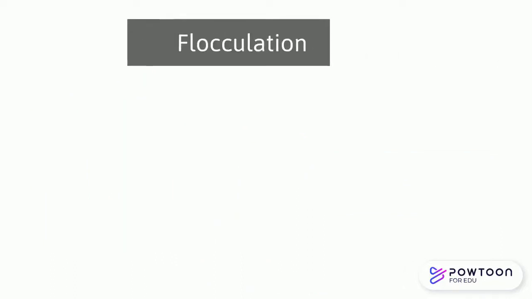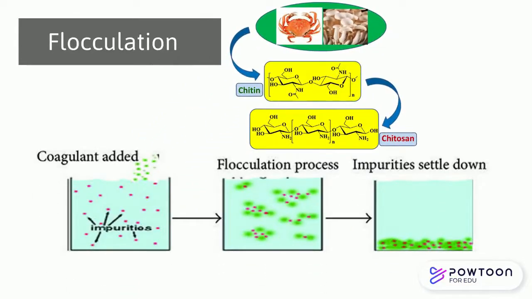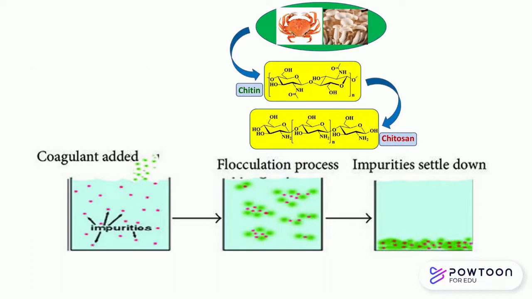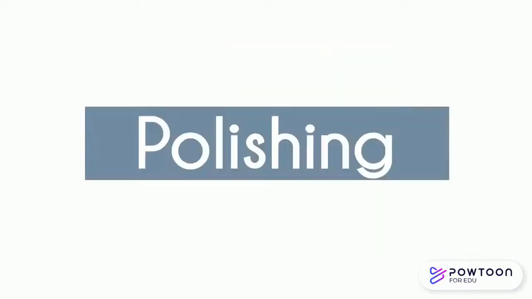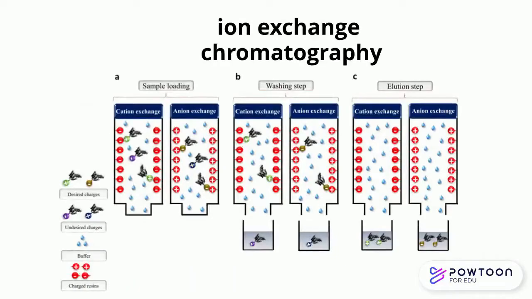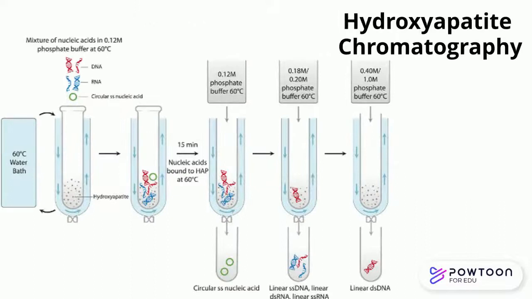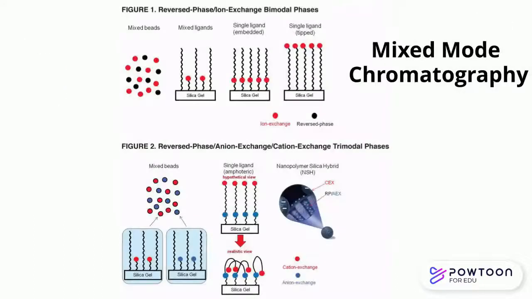Next is flocculation. The flocculant in this process is chitosan, which is known for its fine purification efficiency due to its ability to flocculate submicron particles and cell debris, which usually escape sedimentation in the centrifugation process. Last is polishing, which is basically just an addition of chromatography steps, either ion exchange chromatography, hydrophobic interaction chromatography, hydroxyapatite chromatography, or mixed mode chromatography.